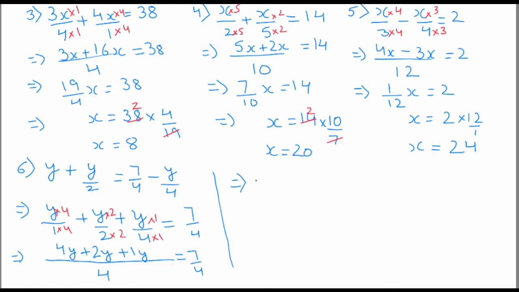Now we'll get 4 plus 2 plus 1. 7 by 4y equals 7 by 4. Now y equals 7 by 4 multiplied by the reciprocal of this 7 by 4, which is 4 over 7. And when we cut these numbers, we can cut the 7 with 7 and 4 with 4. That means the value of y will be 1.